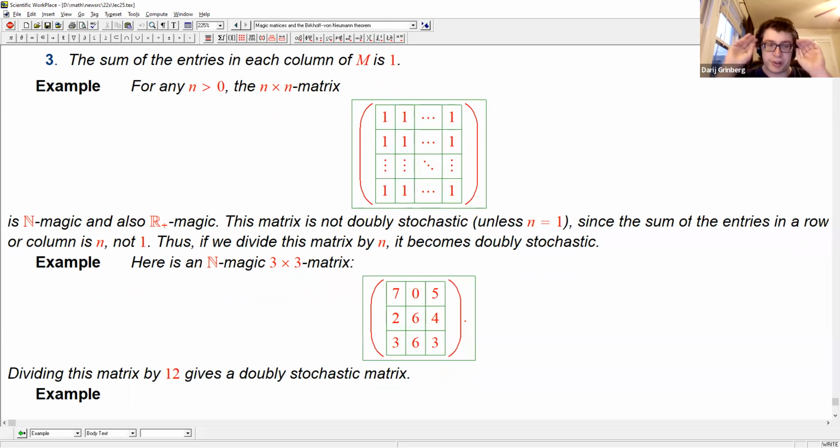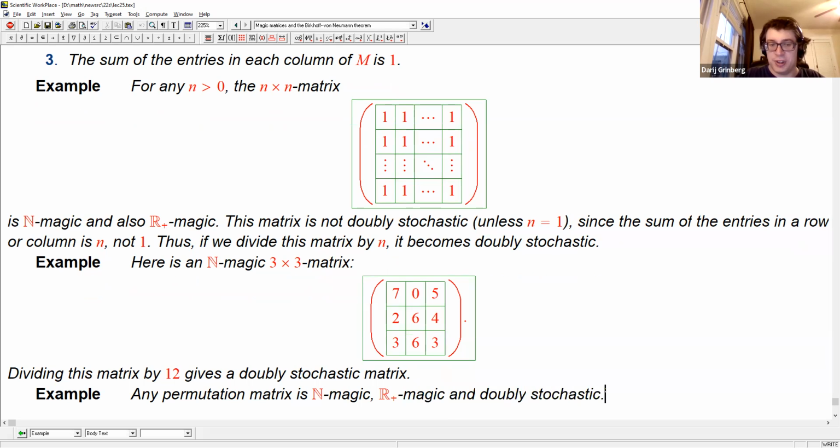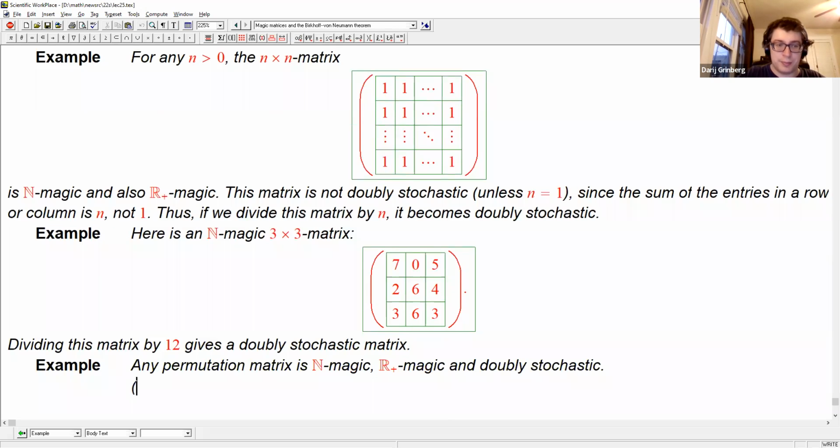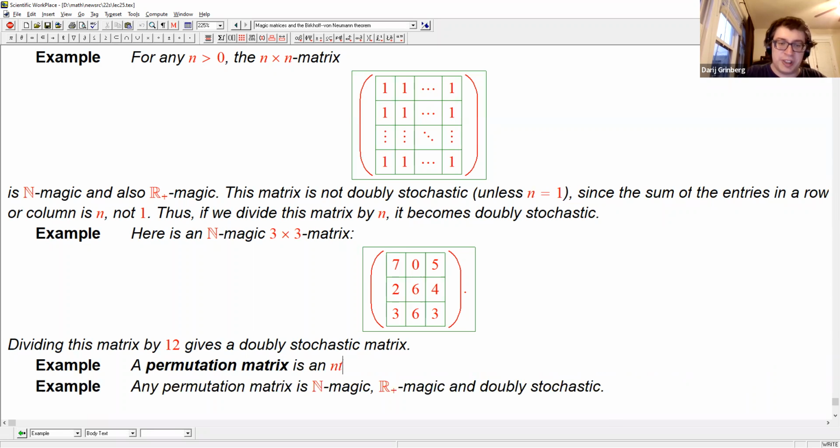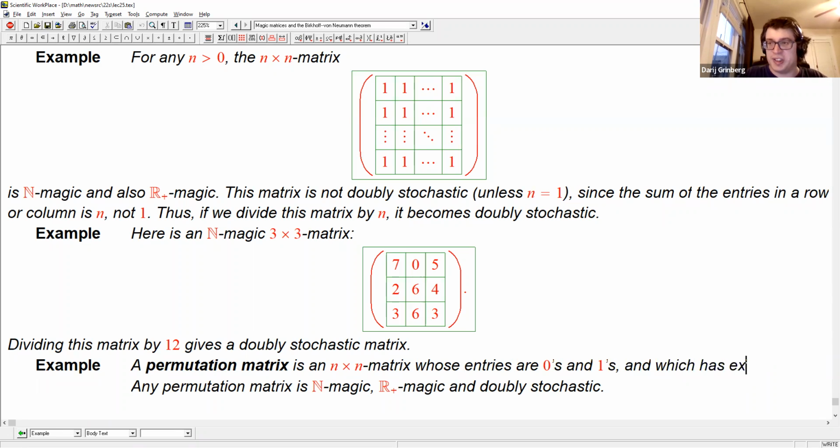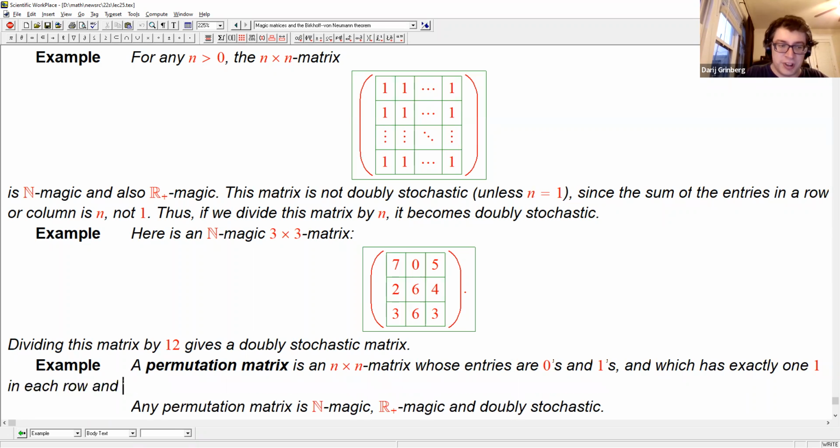And finally, here is an important example. Any permutation matrix is all three: N-magic, R plus magic, and doubly stochastic. So what is a permutation matrix? A permutation matrix is an n by n matrix whose entries are zeros and ones, and which has exactly one 1 in each row and exactly one 1 in each column.